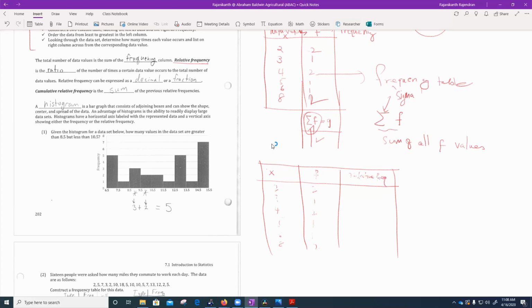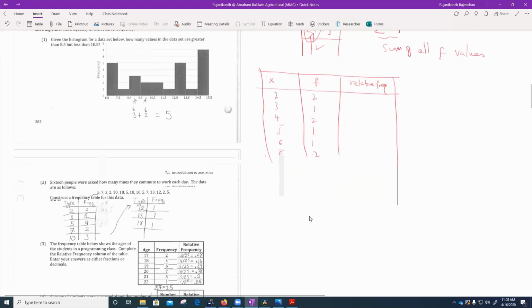How do you find the relative frequency? That is very simple. You first find the sigma f. We got that is 9. Now, suppose you want to find the relative frequency for data value 2, take the corresponding frequency, then divide by the total value of your frequency, that is 9. For the relative frequency for 3, simply take the corresponding frequency 1, then divide by total, and so on.